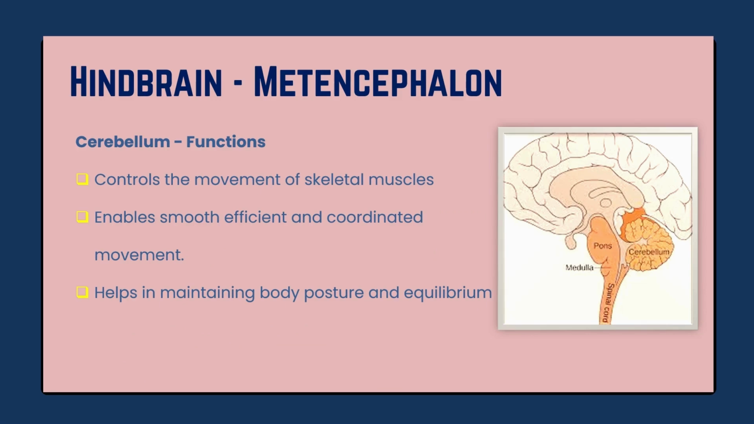What are the functions of cerebellum now? Cerebellum controls movement of skeletal muscles. We have seen different parts of the brain which are involved in movement of skeletal muscles, right? So why is this so? So that if any part of your brain is damaged, there would be another part of the brain to take up that function. Alright. So cerebellum also functions in controlling the movement of skeletal muscles. It enables smooth, efficient and coordinated movement. It helps in maintaining body posture and equilibrium.